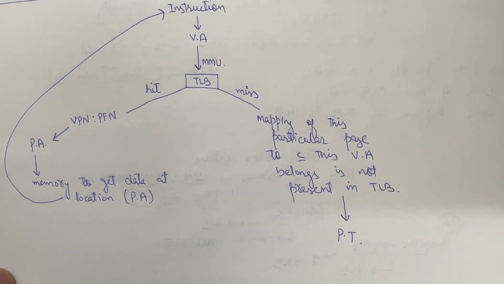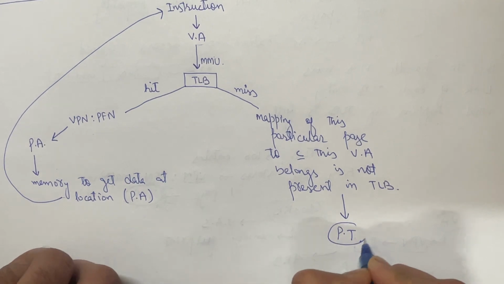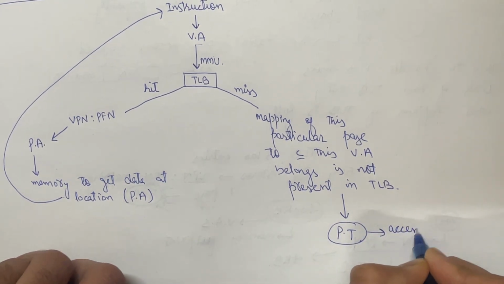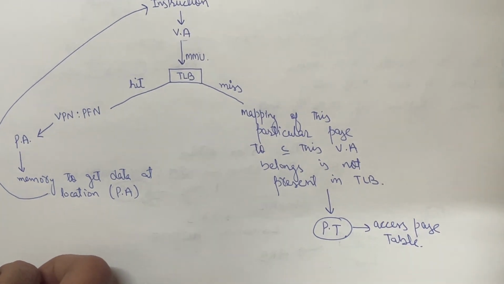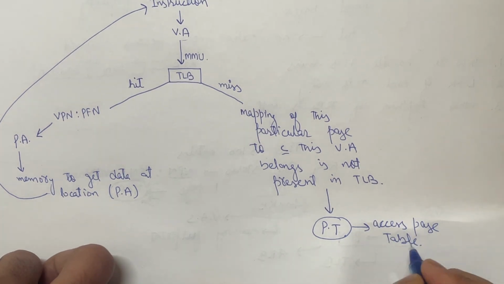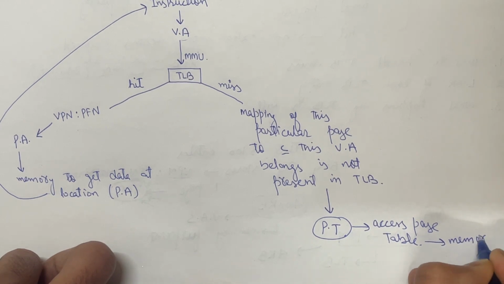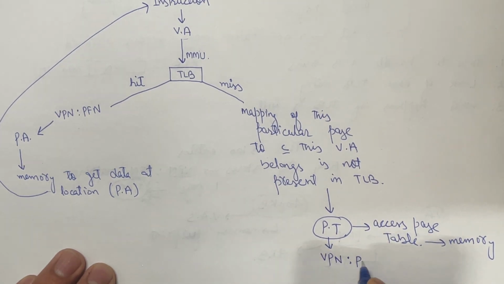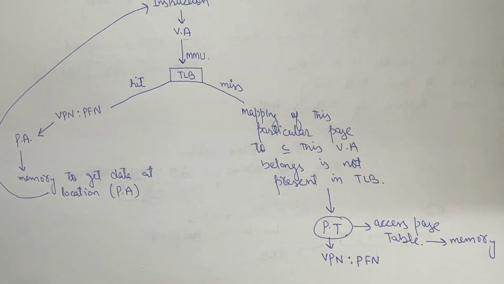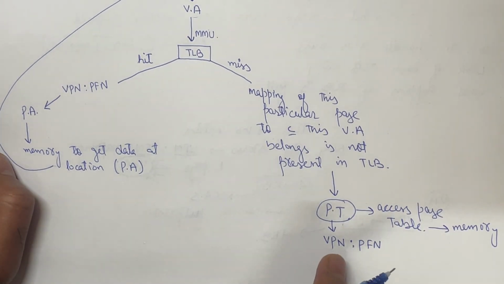Fine. So we have to access the page table. Access page table means this page table is stored in the memory, so we have to access the memory. So from this page table, we will get the virtual page number to physical frame number mapping. Okay. Then what we are going to do, let's stop here.